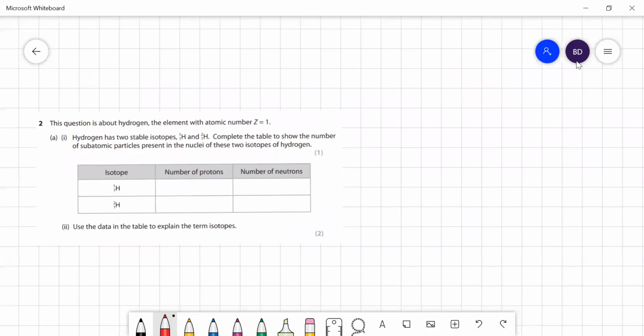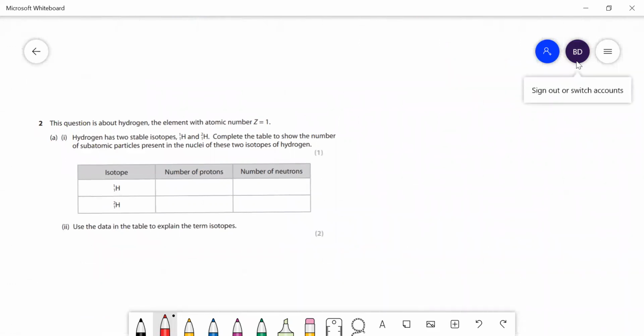This question is about hydrogen. Hydrogen has 2 stable isotopes, 1H and 2H. Complete the table to show the number of subatomic particles. So 1H is going to have 1 proton, and of course the mass number up here, number 1, is protons plus neutrons, so it's got no neutrons, whereas the 2H has got 1 proton and it will have 1 neutron.